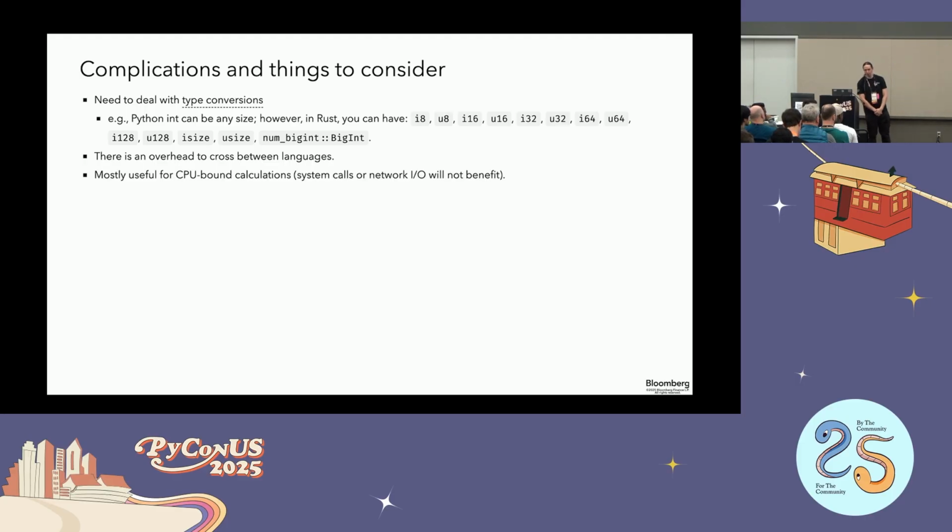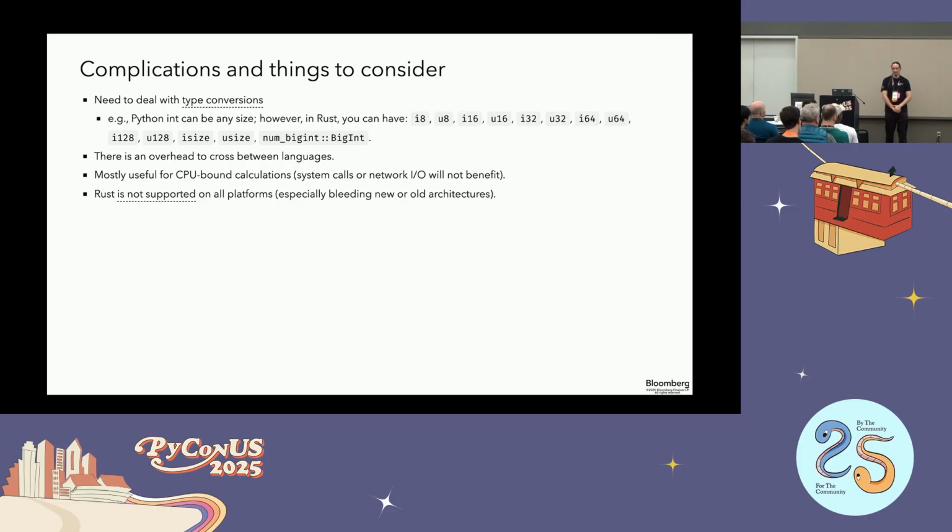It is mostly useful for CPU-bound calculations. If your application does a lot of system calls or network I/O, web servers being one of these examples, you might not get the most benefit out of it, because most of the time your Python application is waiting for the network socket to respond with something. Being a more performant wait engine doesn't help you there. You're still waiting at the end of the day.